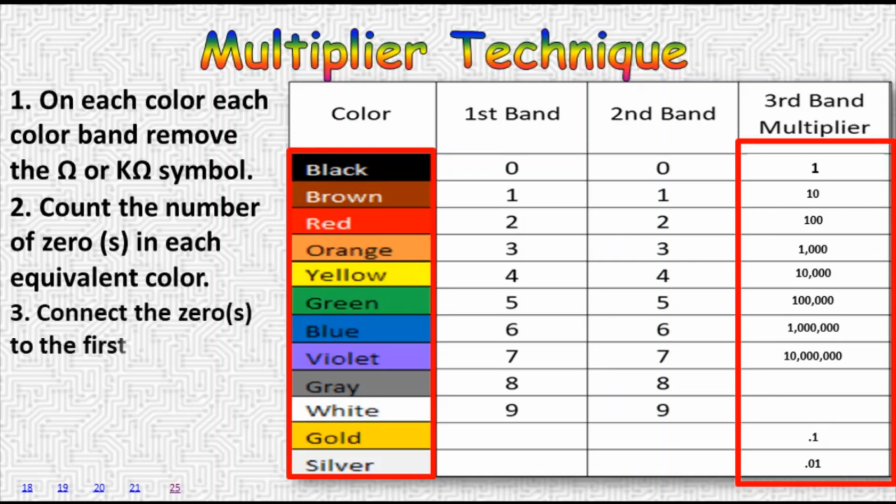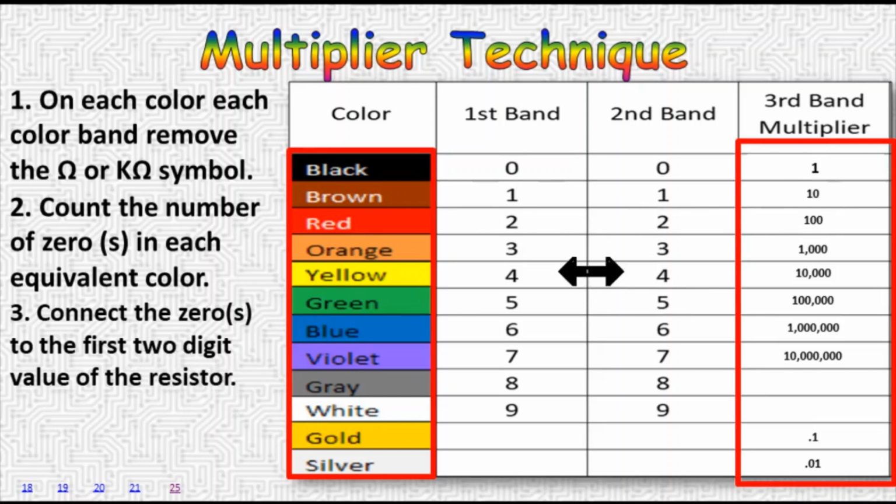3. Connect the zeros to the first two-digit value of the resistor. Or paano yun, sir? So, gaya nyo kanina. Brown, 1. 5 is green. Tama? So, 1, 5, green. And then red. Dalawang 0. 1, 5, 0, 0. So, ibig sabihin, 1,500.